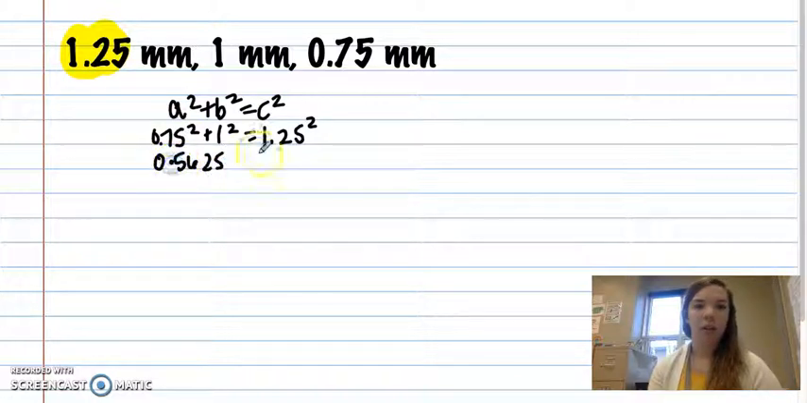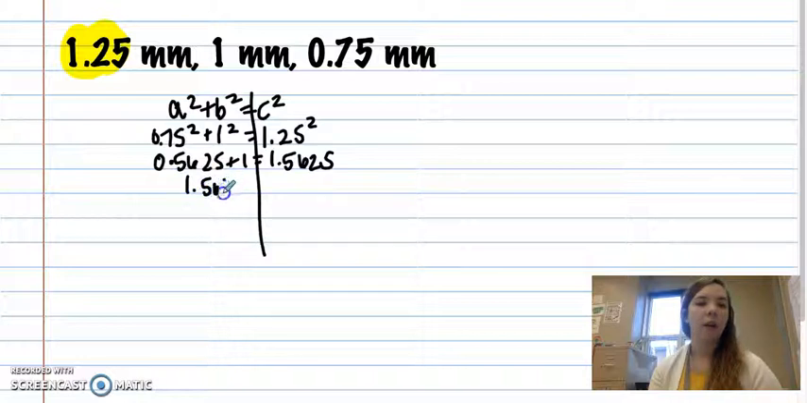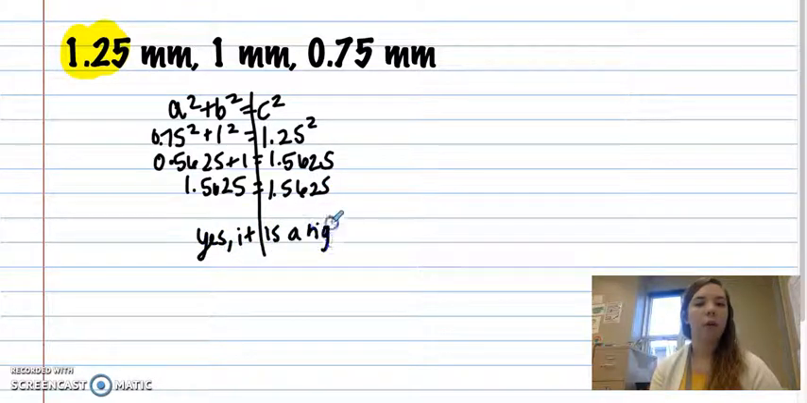So then plus 1 equals 1.25 squared is 1.5625. And I'm not going to round. I'm going to write the whole thing out because we don't want any rounding error. So it looks like it's the same on both sides. So yes, it is a right triangle.